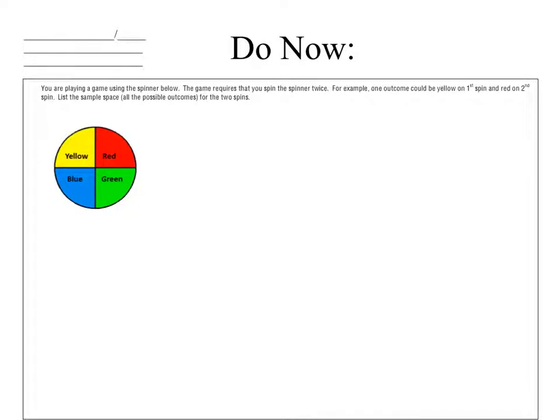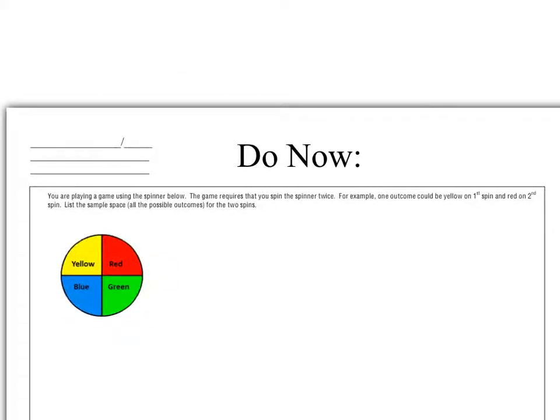Alright, so looking at our do now, we have a game where we're using a spinner, and it asks us to spin the spinner twice. So in this particular problem, this is what we would call a compound event when we're looking for all of the possible outcomes. So we're listing the sample space here.